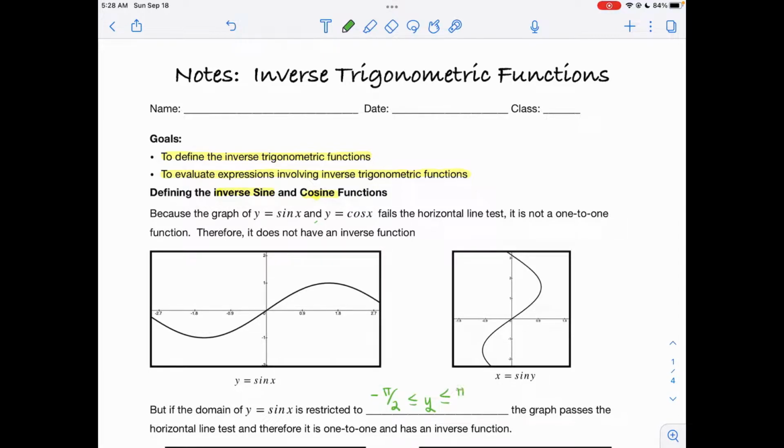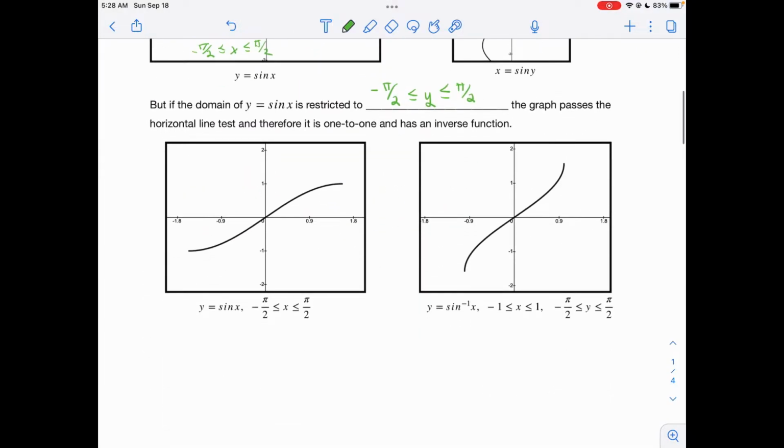So we're going to restrict the domain of y equals sine of x to negative pi over 2 to pi over 2. What I've highlighted here is the restriction that we just talked about, approximately negative pi over 2 to pi over 2. So this is what the graph of our restricted y equals sine of x looks like. I'm only looking at x values between negative pi over 2 and pi over 2.